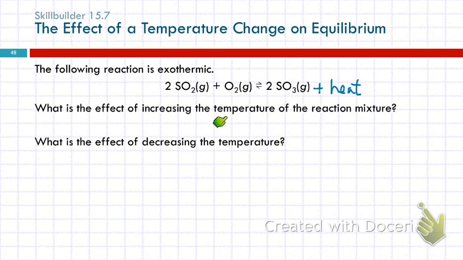So if we increase the temperature, if we add heat to this, which way will it shift? It will shift left, away from that. If we decrease the temperature, if we remove heat, it'll shift to the right to replace that.